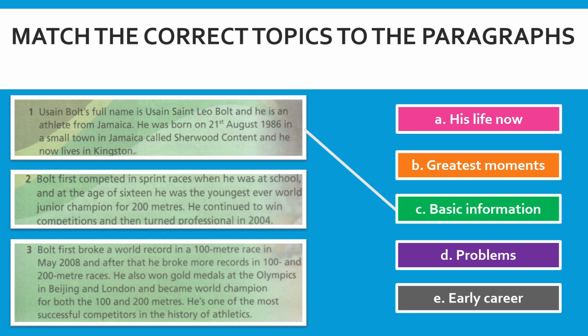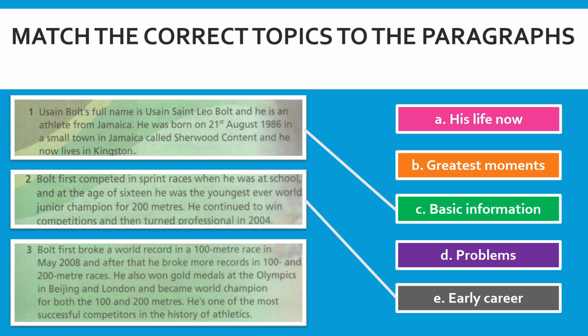As you can see in this paragraph, it was describing Bolt that at the age of 16, he was the youngest ever world junior champion for 200 meters. At the age of 16, Bolt was still a teenager, and he already had such a big achievement during his teenage time. Therefore, the topic that can best describe this paragraph is early career. Early career here means pencapaian zaman muda.